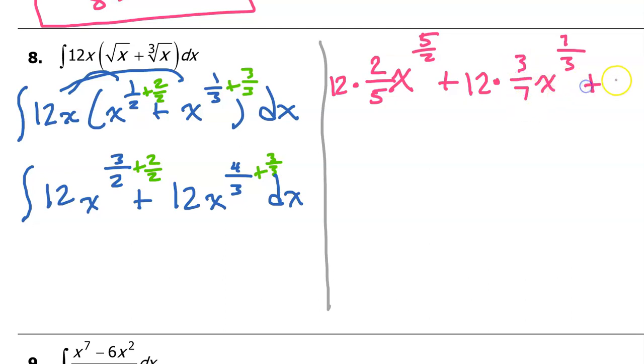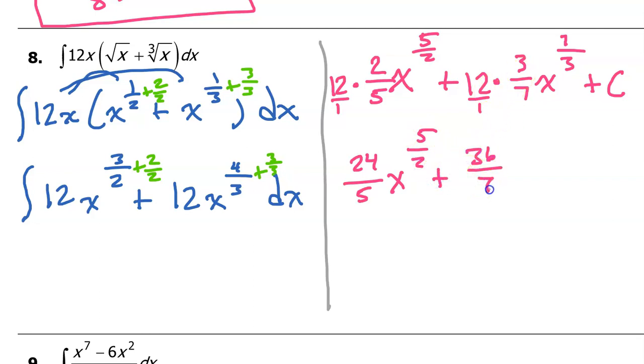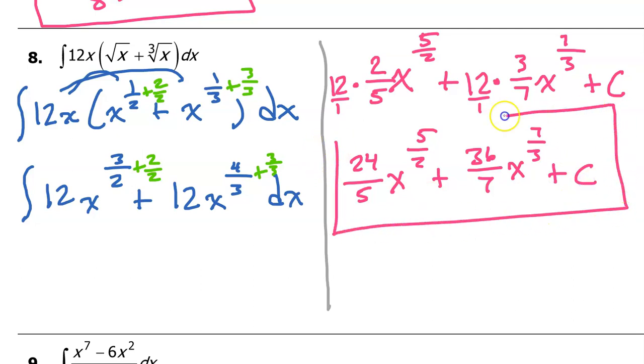Do not forget to include the constant of integration. So these 12s are going to multiply in the numerator. So I will end up with 24/5 times x to the 5/2 power plus 36/7 x to the 7/3 power plus c. So this is the answer.